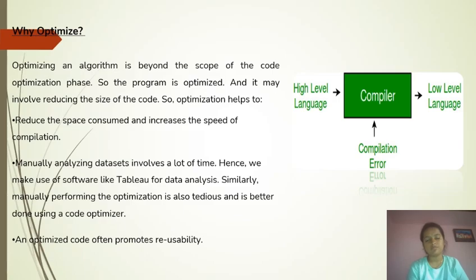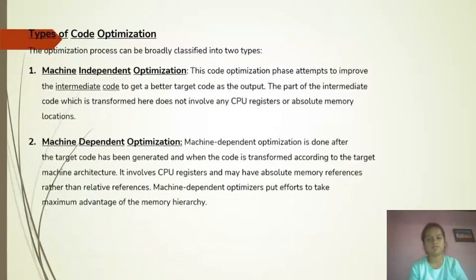Next we will see the types of code optimization. The optimization process can be broadly classified into two types: machine independent optimization and machine dependent optimization. Firstly, we will see machine independent optimization.